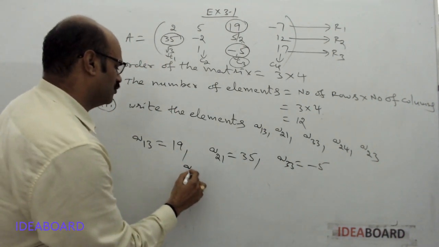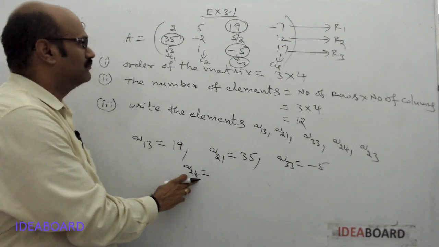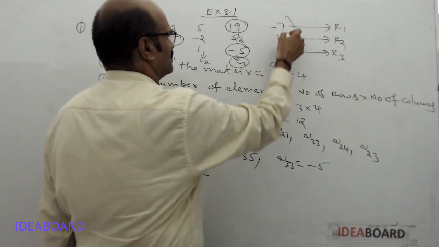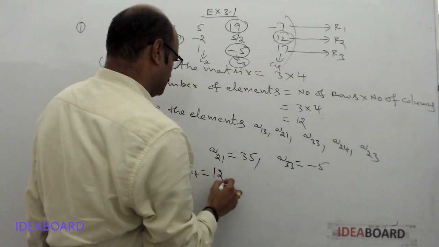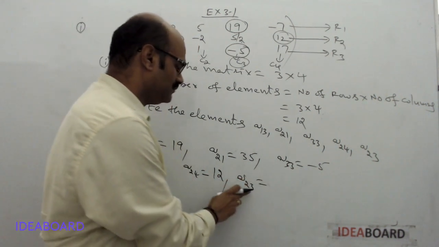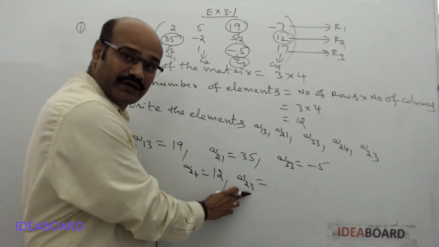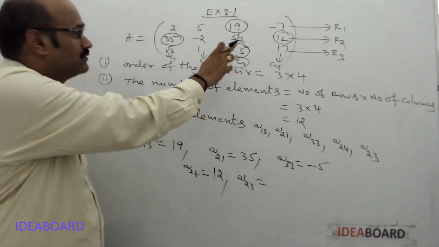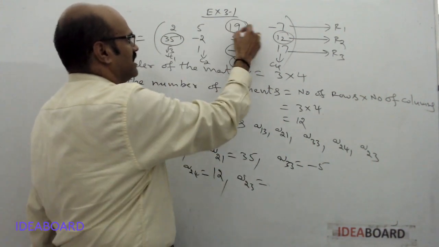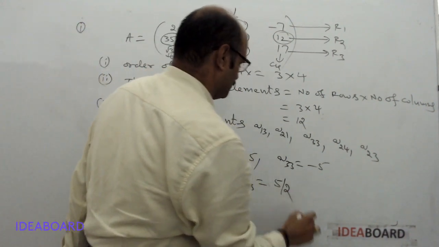Next, A24. The element which lies in second row and fourth column. Here second row is R2, fourth column is this one. So the element is 12. A23. The element which lies in second row and third column. Second row is R2, third column is this one. So the element is 5 by 2.